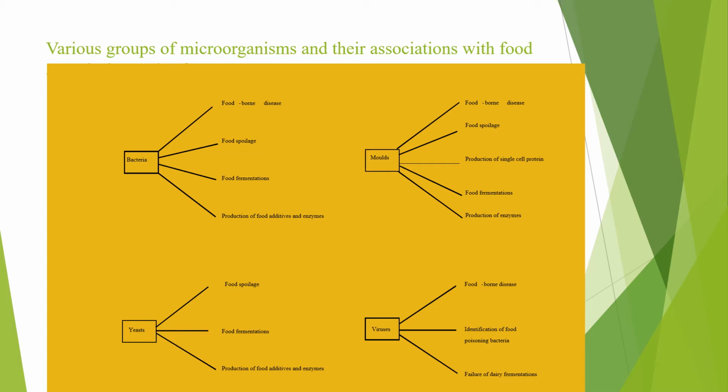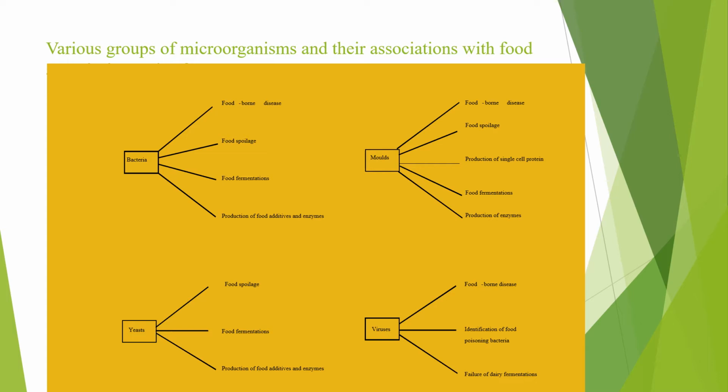Coming to the mold, they are also the reason behind some foodborne diseases and food spoilage. But at the same time, some molds can be used as single cell proteins, and some molds can be used in the production of many enzymes, food products, and also in the food fermentation process. Next, coming to the yeast, they are also involved in food spoilage and foodborne illness, and some can be used in the food fermentation process for the production of valuable products from cheap raw materials, and also some products produced by these yeast can be used as food additives or food enzymes.